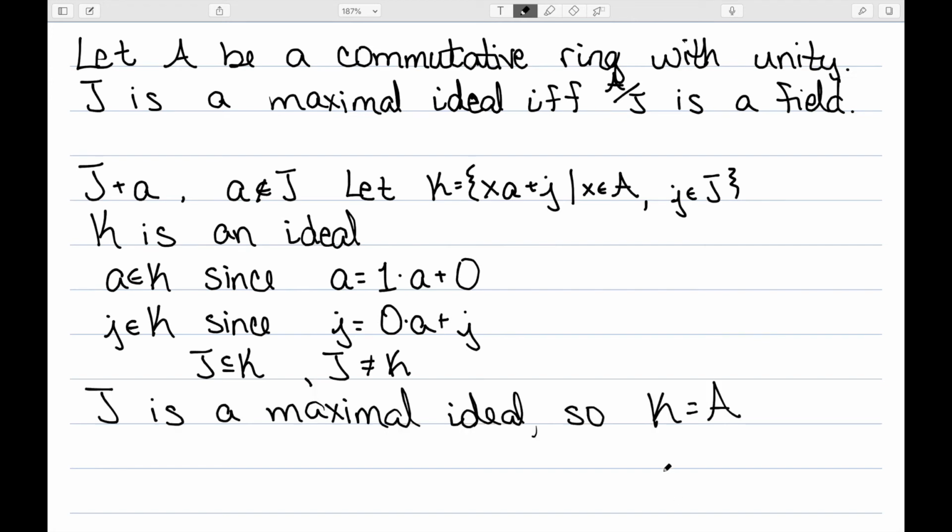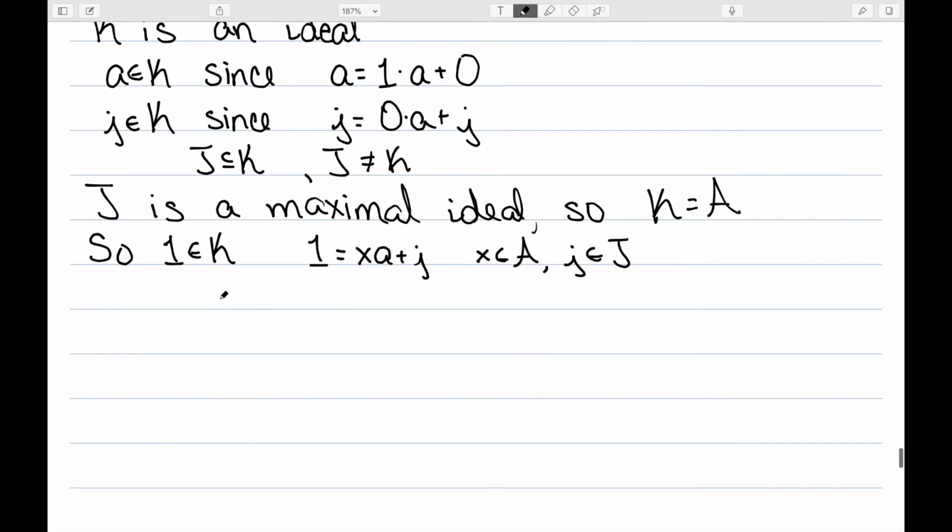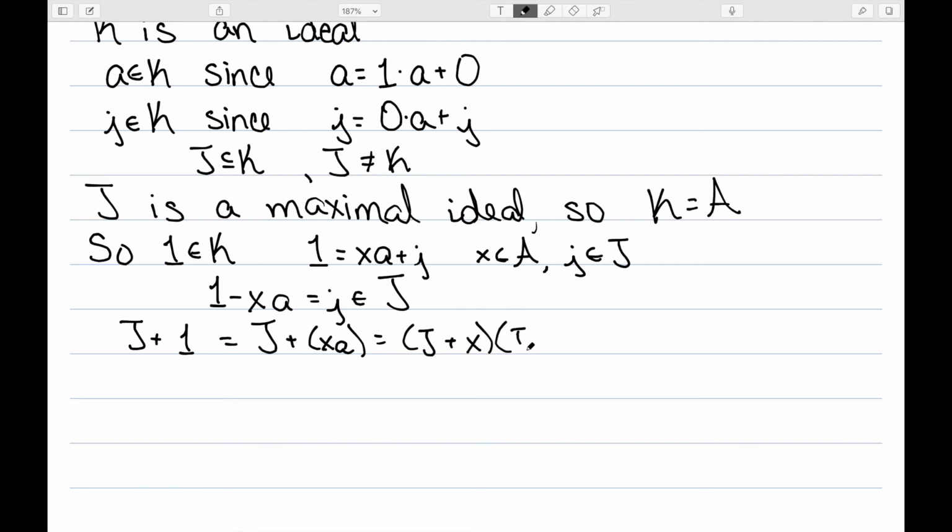However, we said J was a maximal ideal, so that set K has to be equal to my entire ring A. Since the entire ring A is equal to K, that means 1 belongs to K. So we can write 1 as XA plus j for some X in my ring A and little j in my maximal ideal J. I'm going to rewrite this as 1 minus XA is equal to j, so 1 minus XA has to belong to my maximal ideal J. And since 1 minus XA belongs to J, that tells me J plus 1 is equal to J plus XA, which is the same thing as J plus X times J plus A.